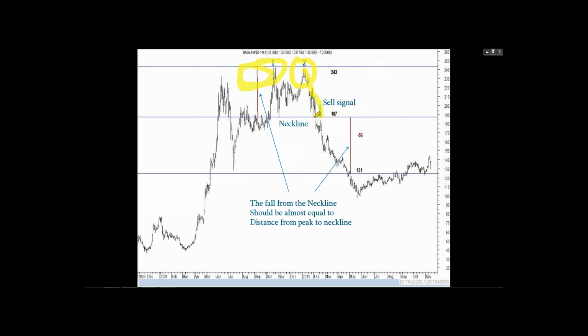From 187 it moved all the way down to almost 131 rupees, which is 56 rupees. That 56 rupees is the distance between the neckline and the top of that particular pattern. So this is how the targets and stop losses are generated, and this is how we as technical analysts generate the target and stop loss of a stock.